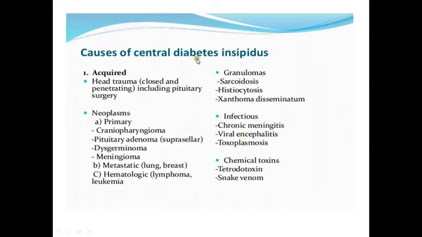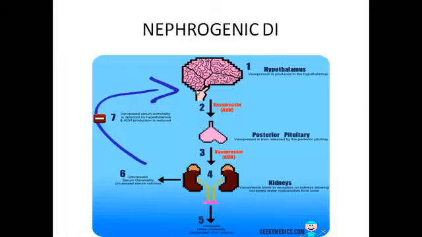Causes of central diabetes insipidus, again the same. Head trauma including pituitary surgery, neoplasms, primary craniopharyngiomas, pituitary adenomas, dysgerminoma, metastatic lung disease, lymphomas, leukemias, sarcoidosis, histiocytosis, chronic meningitis, viral encephalitis, toxoplasmosis, tetrodotoxin, snake venom. There are several causes of central diabetes insipidus.